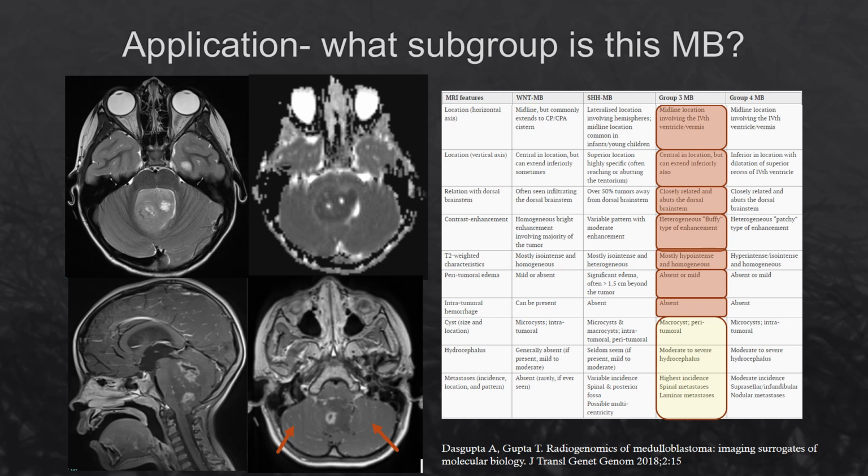So this kind of fits with this profile, right? Although you don't actually have much hydrocephalus, we did not have spinal metastasis in this case, and there was no peritumoral cyst. So not all the features fit, but it's more likely than not that this is a group 3 medulloblastoma.